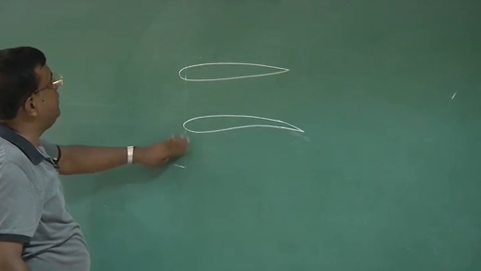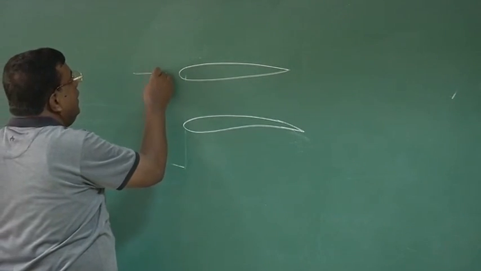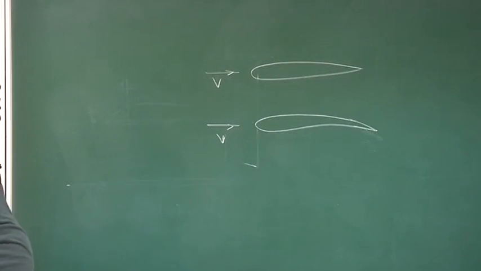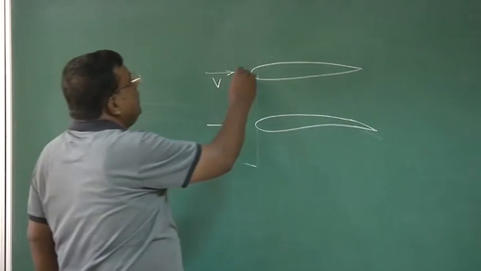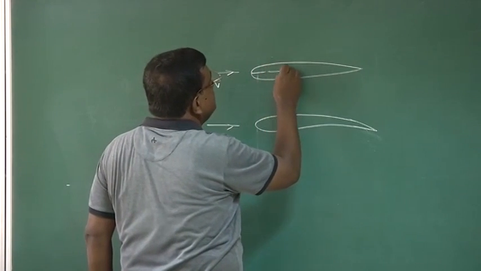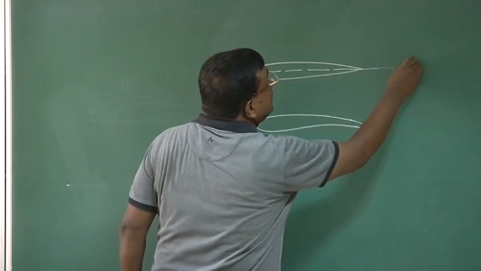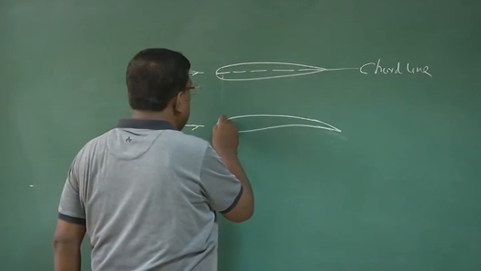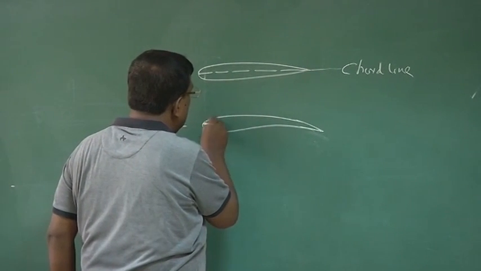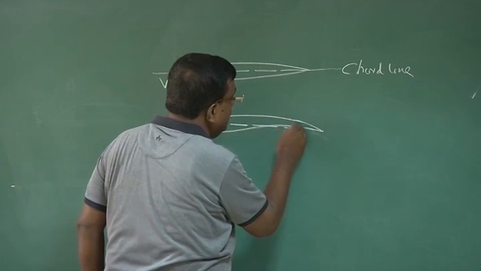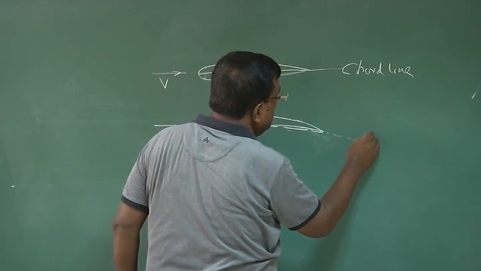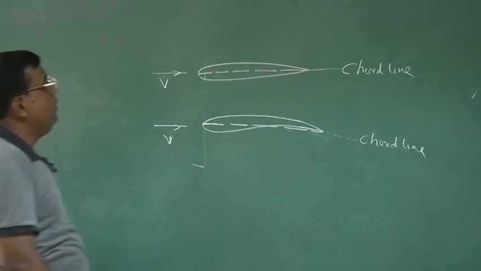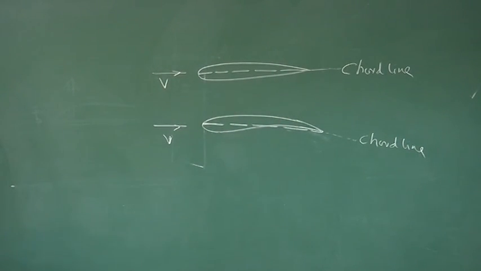See, for a symmetric aerofoil, if this is the V, this is the V, and this is the chord line, this is the chord line, and if I join this, this is the chord line. What do we notice here?